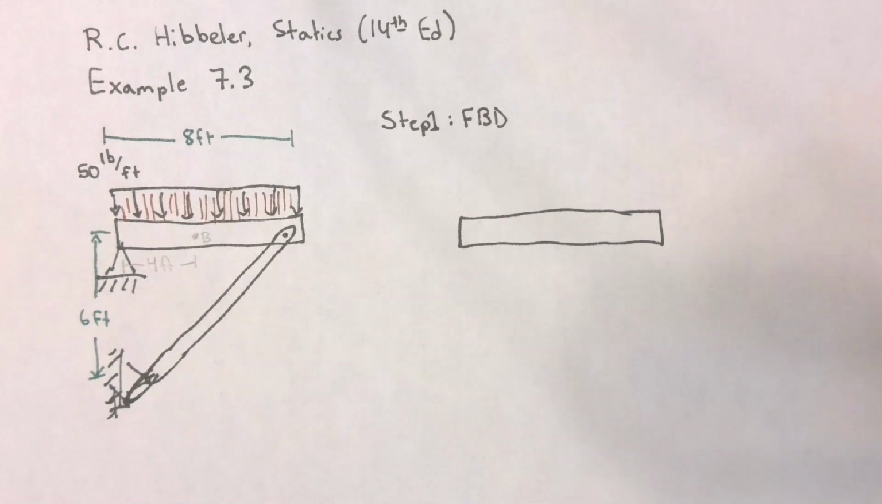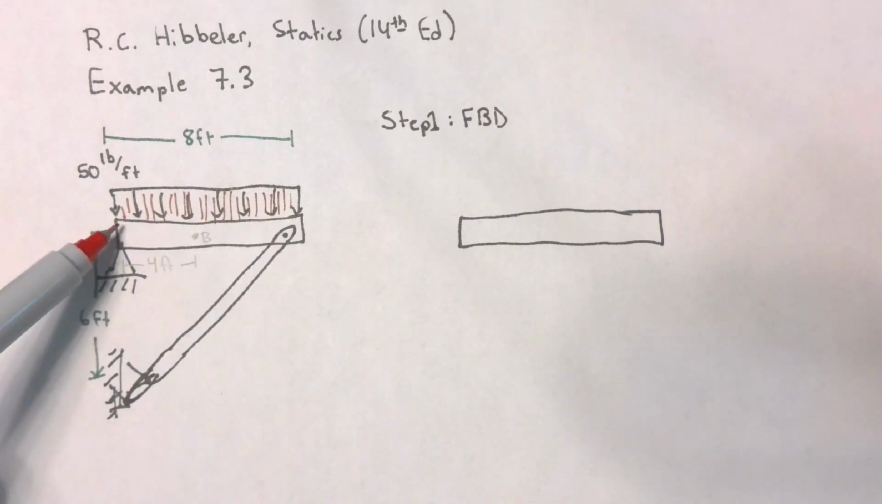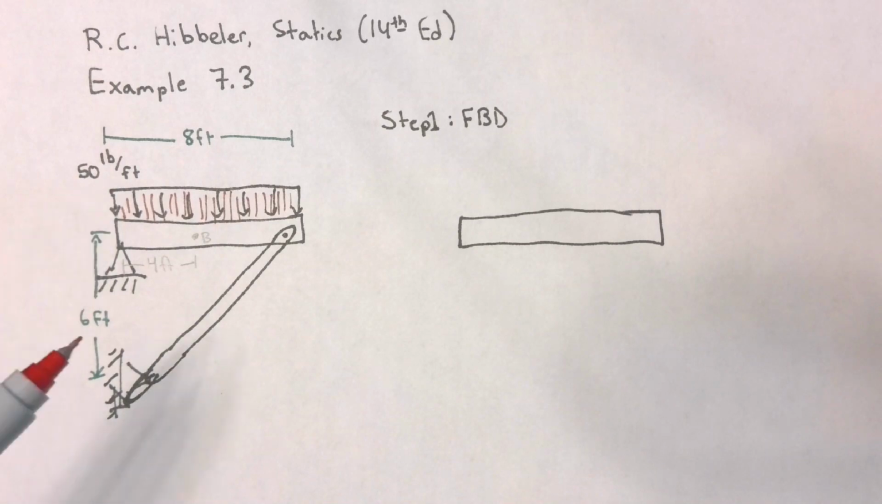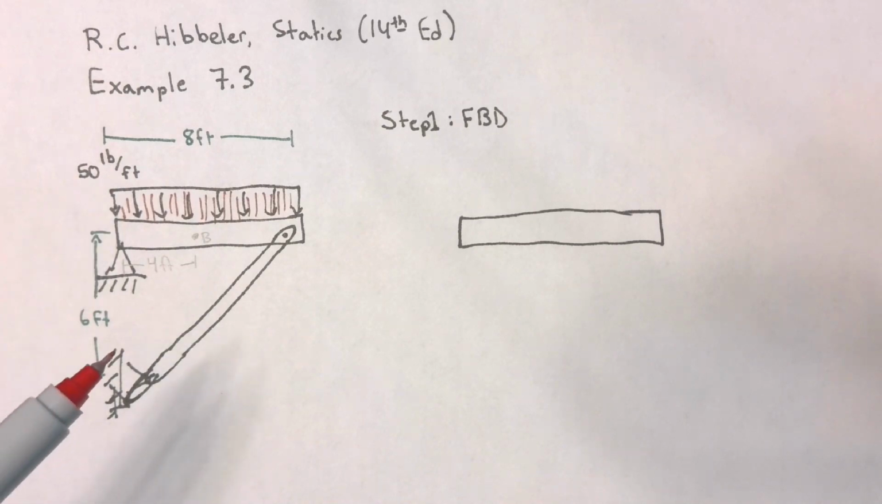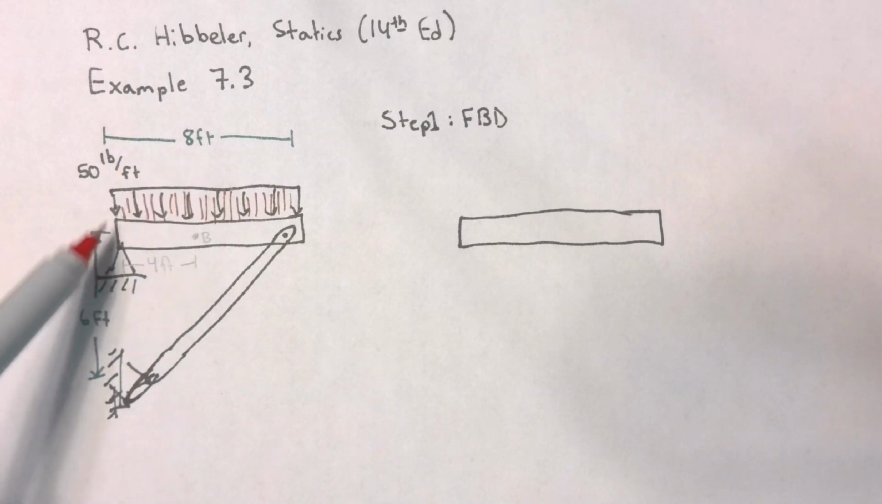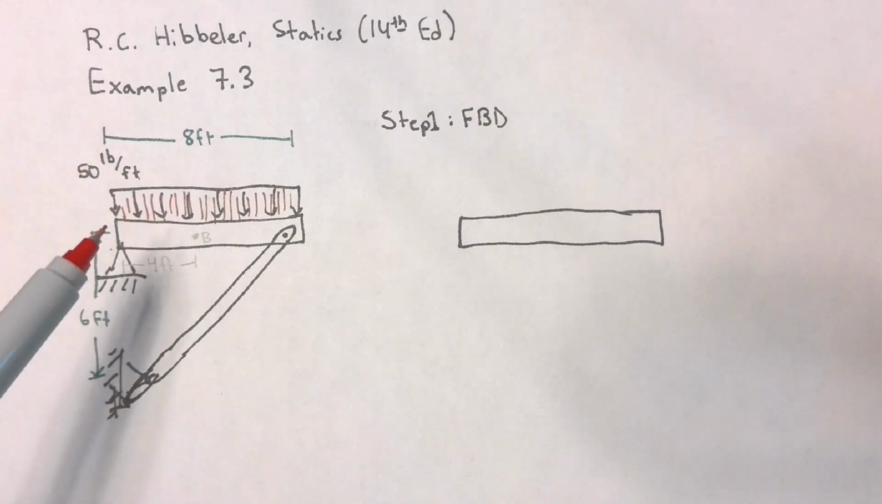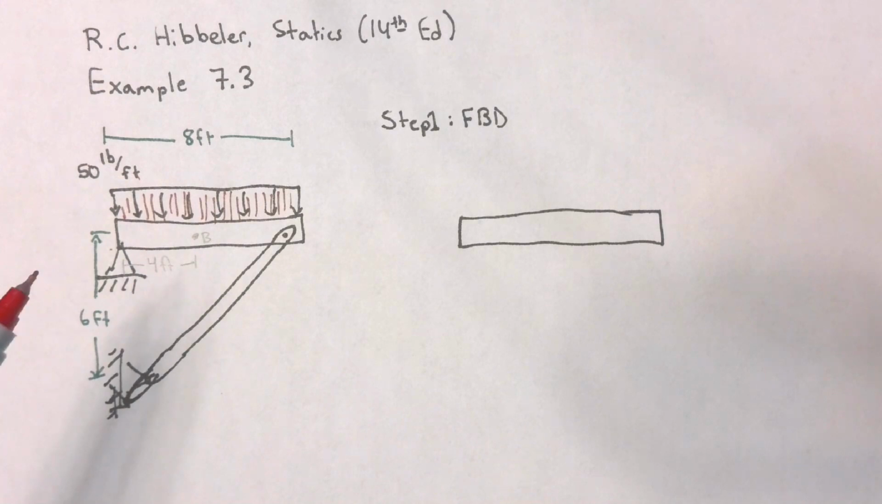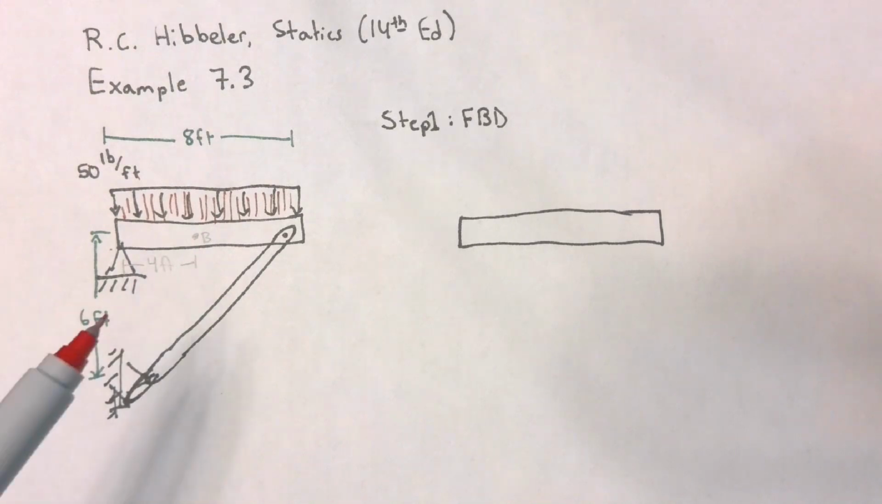Close. This is a rectangle, so the area of a rectangle is going to be the base times the height, right? In this case, the base is 8 feet and the height is 50 pounds per foot. So 8 times 50 is 400. Does that make sense? Yeah.